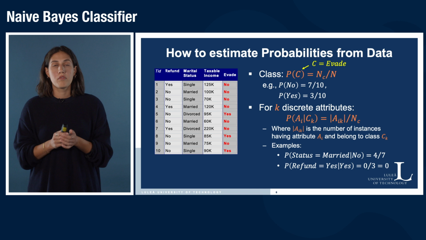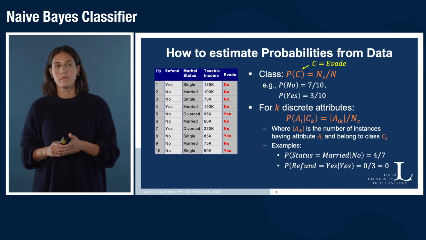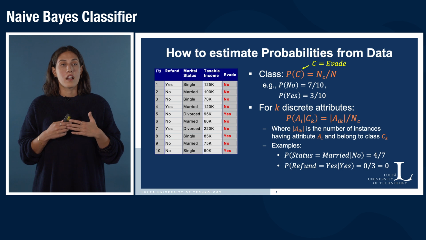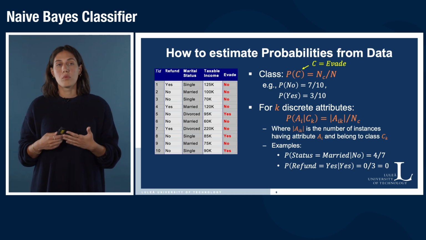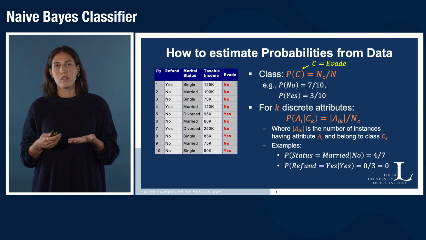The probability of being married given that there is no evade is 4 out of 7. Accordingly, the probability of getting a refund given that there is evading is 0, as it does not appear in the table.